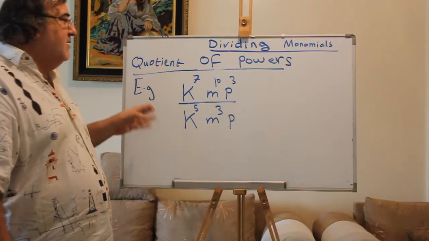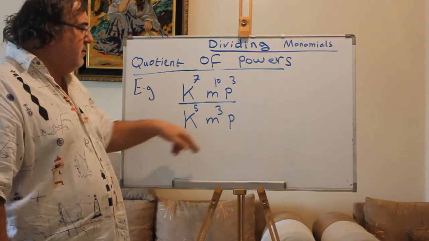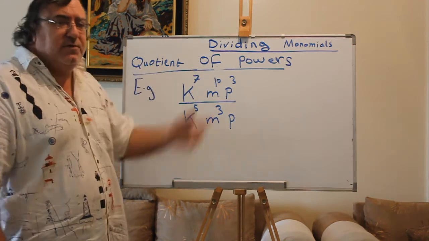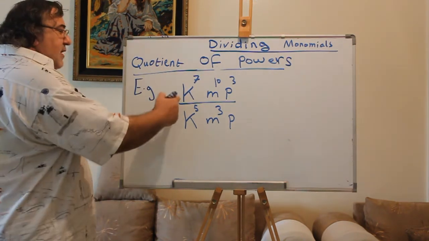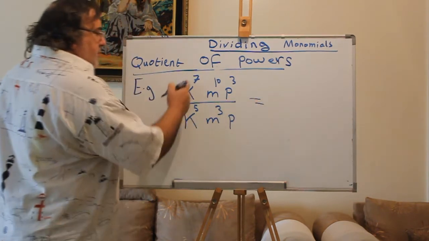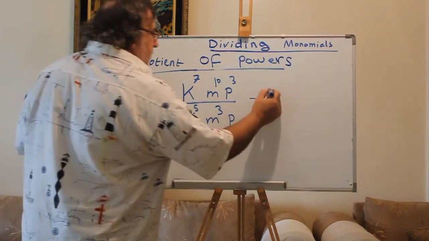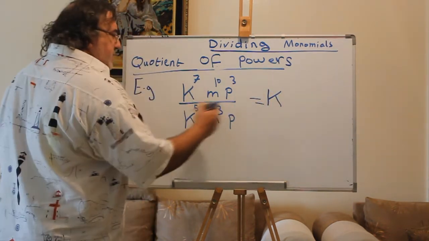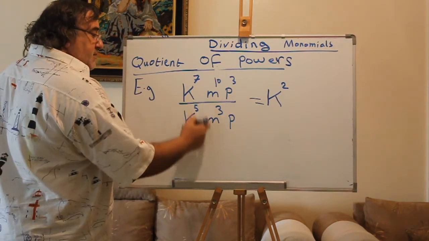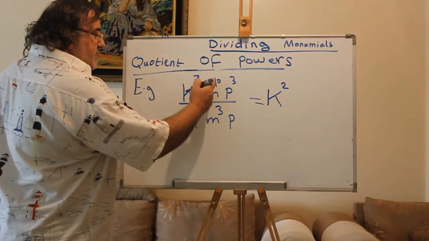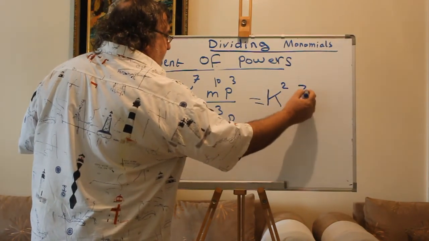Now, let's do an example. If I have a monomial dividing by another monomial, what will be the quotient? So we take each similar term. K to power 7 divided by k to power 5: subtract the powers, it will be k to power 7 minus 5, which is 2. Now take the similar variables: m to power 10 over m to power 3 is 10 minus 3, so m to power 7.